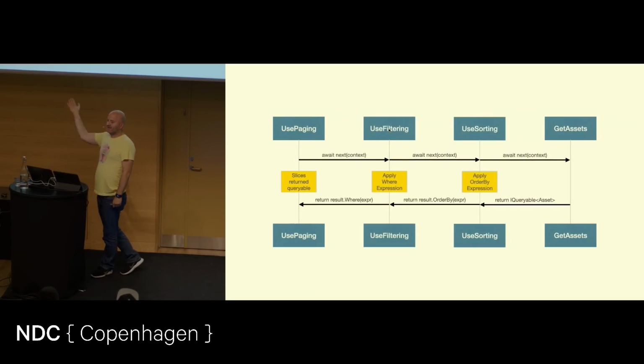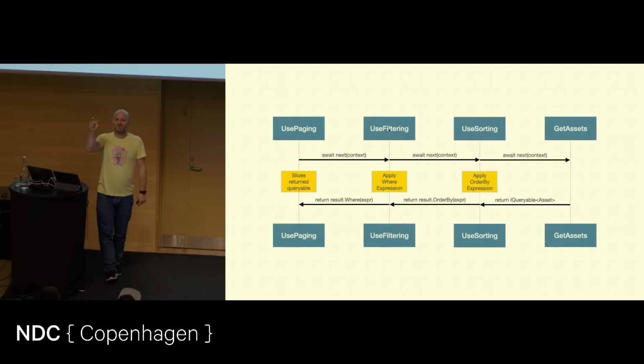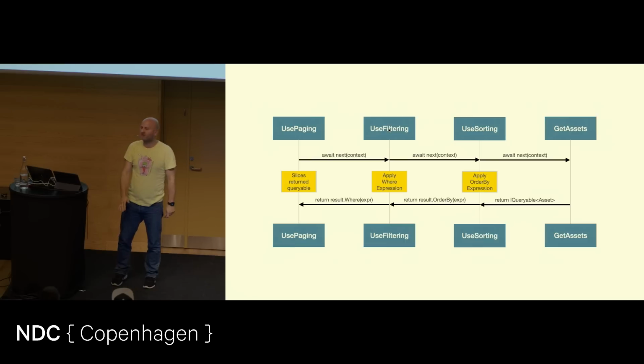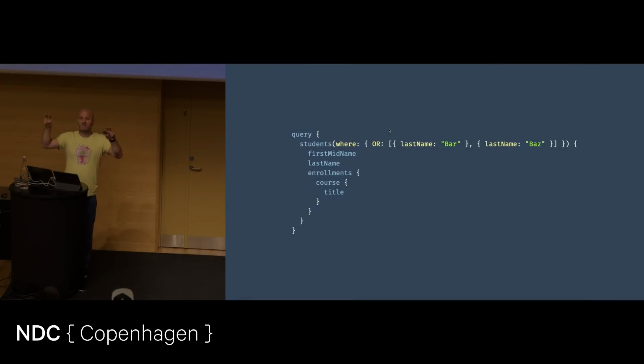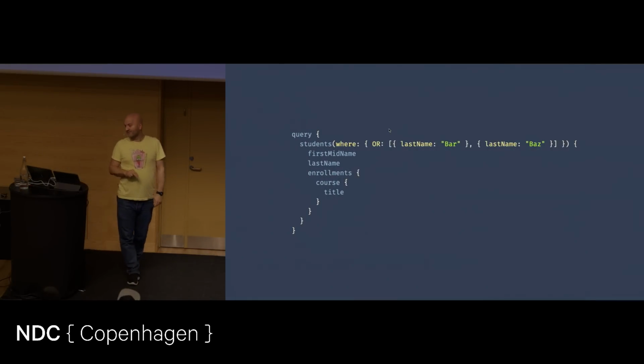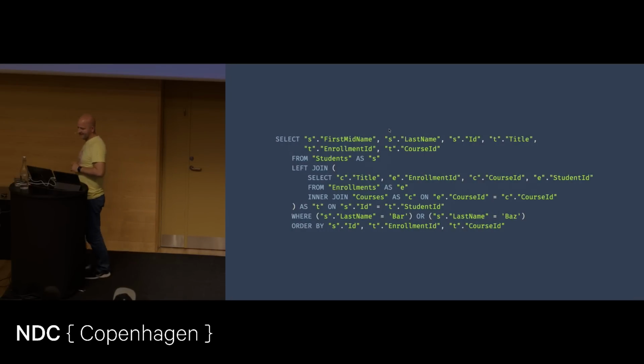And if we add all the other middlewares here, then we can see, so use pagination defers to the next, filtering defers to the next, sorting defers to the next. Then we return the filtering, we create an expression for sorting, we apply that on our queryable, and so on. And at the end, this is translated into SQL, in the case of Entity Framework. This GraphQL query translates into the SQL representation.